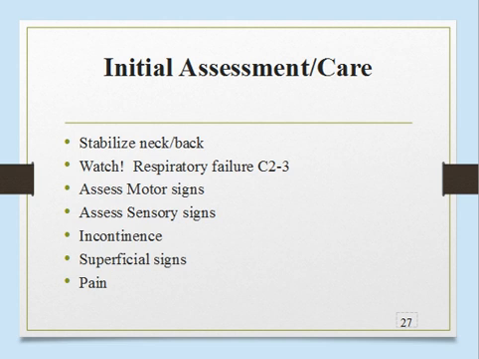Initial assessment and care, make sure you stabilize the neck and the back, okay? Get that C-collar on there, make sure they're not twisting to cause further injury. You have to watch for respiratory failure if we're looking at a C2 or 3. C4, there's only very partial respiratory ability. You need to assess for motor signs, assess for sensory signs, watch for incontinence and pain.